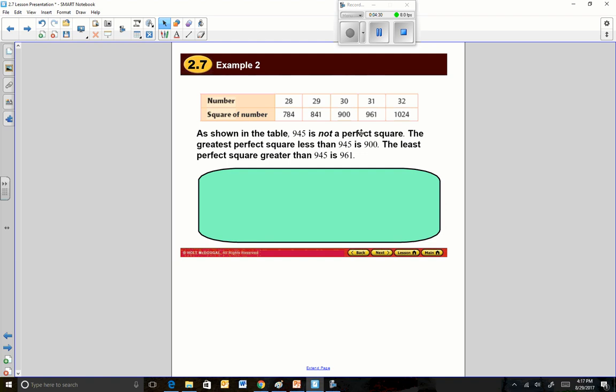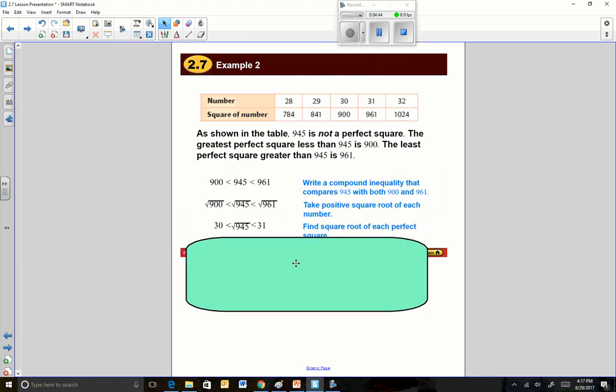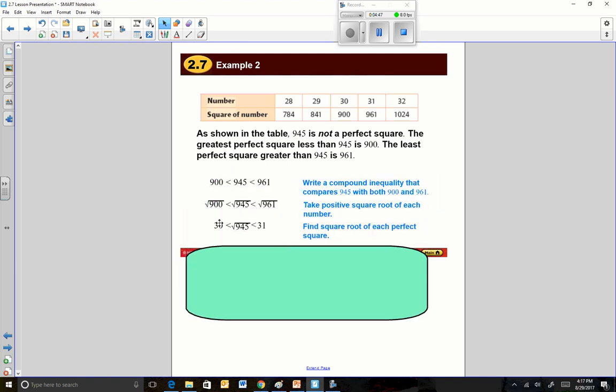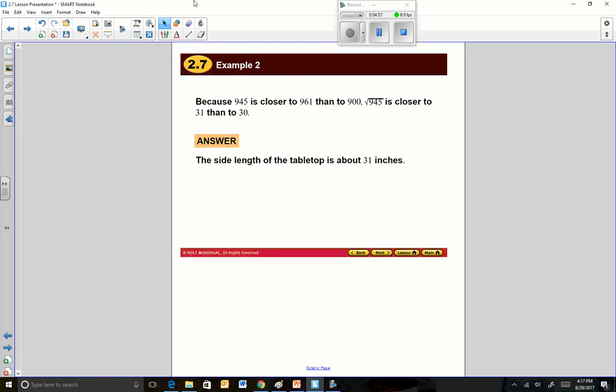945 is not a perfect square, but if you square 30, you get 900. If you square 31, you get 961. Notice that 945 lies between these two numbers. So the least perfect square would have to be 30, and then we could use 31. So the square root of 945 is between 30 and 31. Let's take a look at examples for you to try.